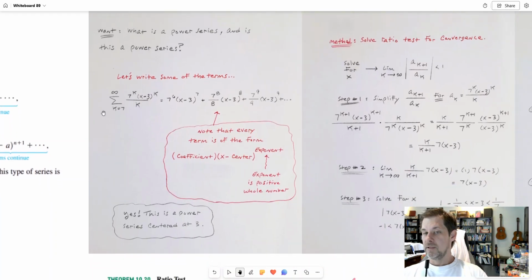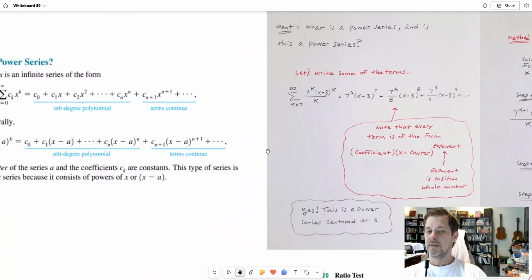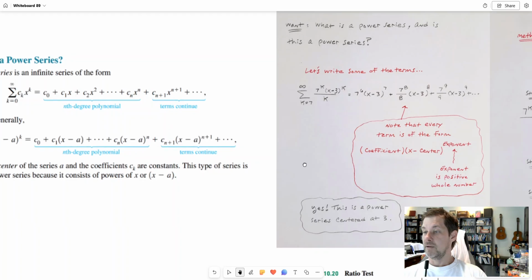So here, the series starts at 7. I'll put 7 for k and so on. I'll get the first term to be 7 to the 6th power times x minus 3 to the 7th power. I'll get the next term to be 7 to the 8th power over 8 times x minus 3 to the 8th power. Then 7 to the 9th power over 9 times x minus 3 to the 9th power. Now, every one of these terms takes the form that it says it will take over here.